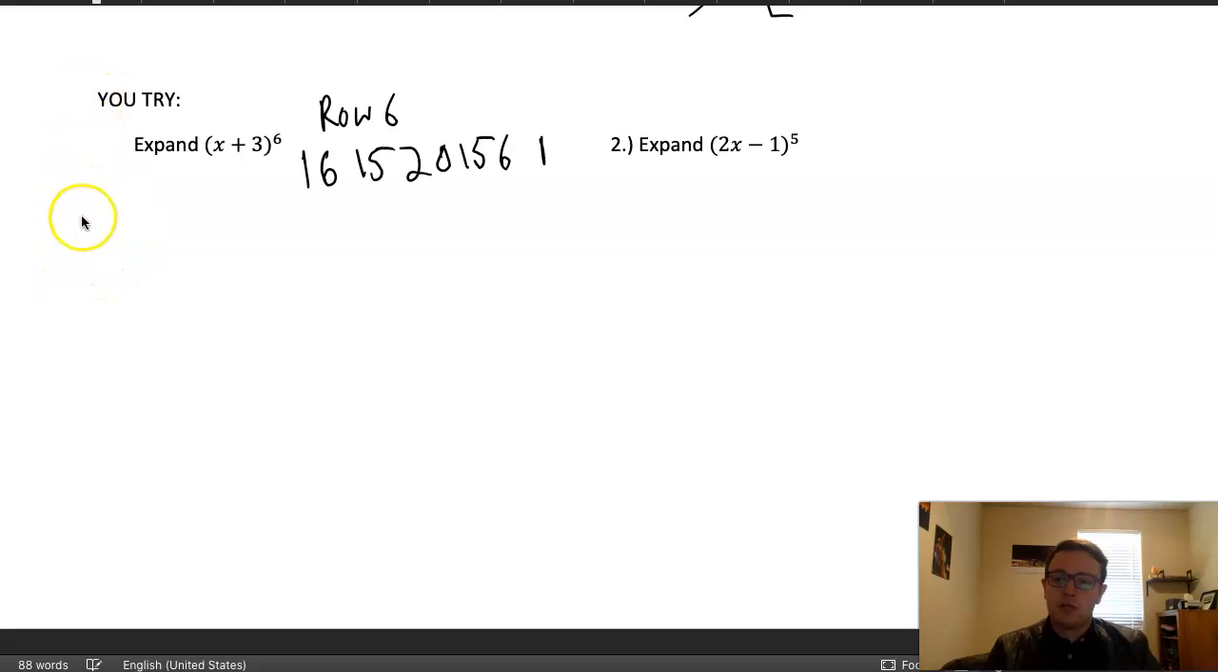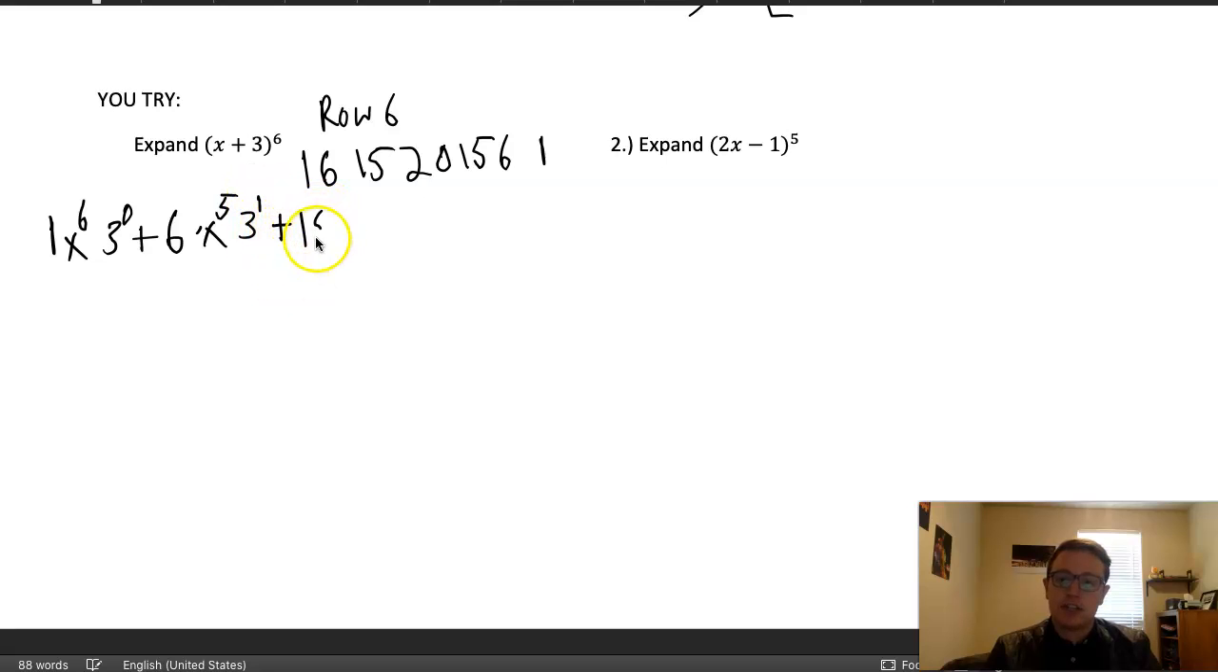So for this one, we're going to start with our coefficient 1. X is going to be a, so we're going to start with 6 of those. We're going to work our way down. And 3 is going to be b, so we're going to start with none of those, and we're going to work our way up in the powers. Our next coefficient is going to be 6. We're going to multiply that by x, and we're stepping down 1 in x. So we're decreasing x to 5. We're increasing our powers of 3 to 1.